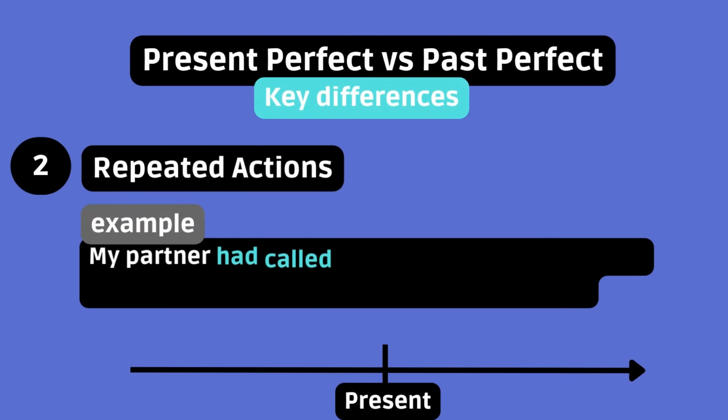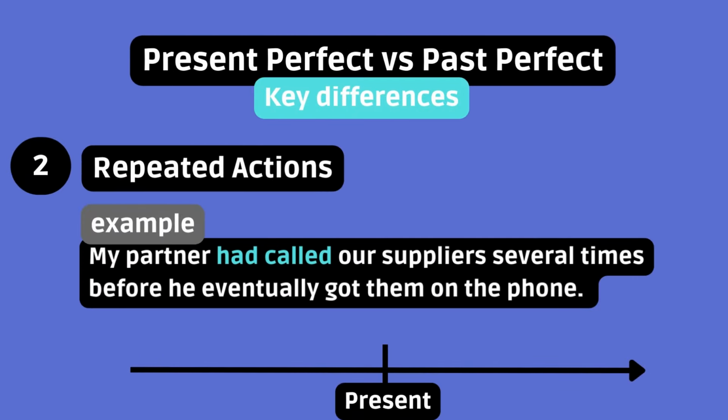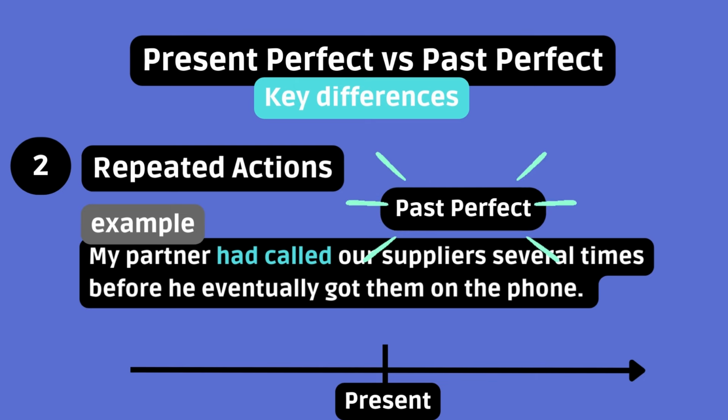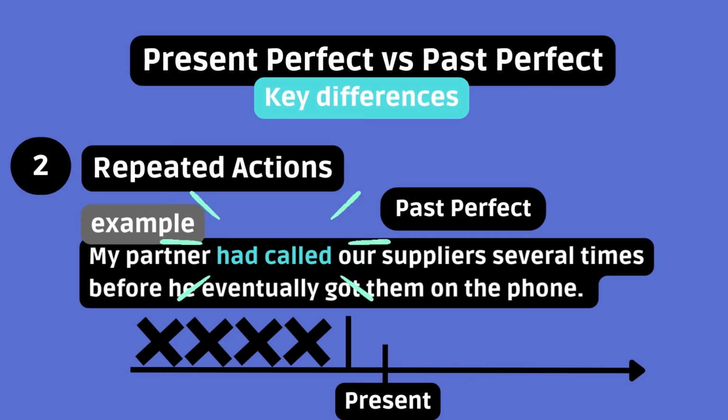My partner had called our suppliers several times before he eventually got them on the phone. The past perfect is used to refer to the same set of actions as actions taking place in the past before another action. The repeated calling obviously took place prior to getting the suppliers on the phone. All happened in the past with no relevance to the present.